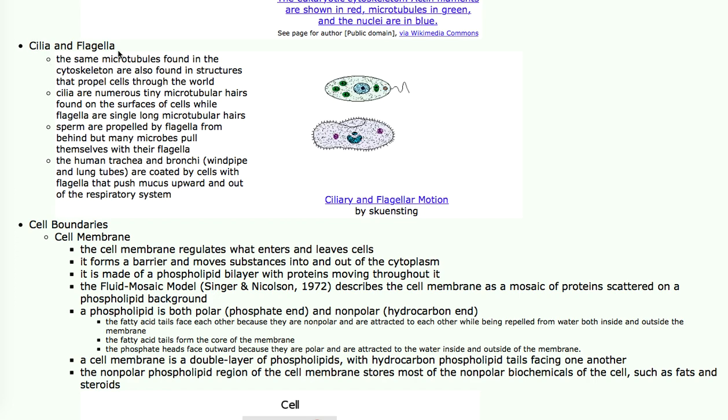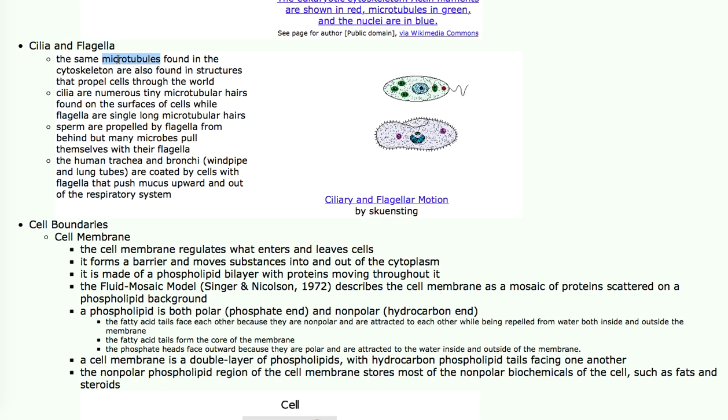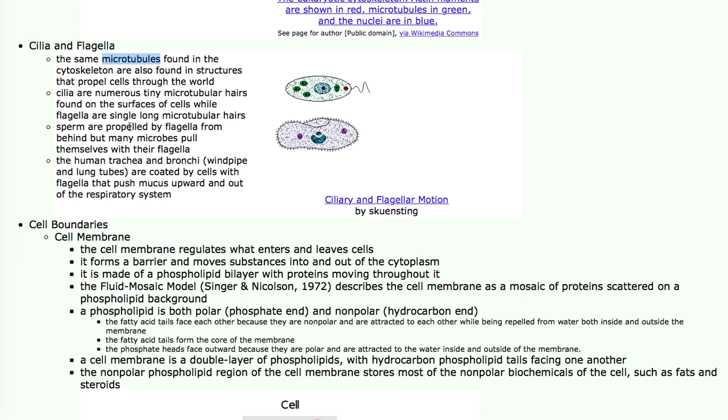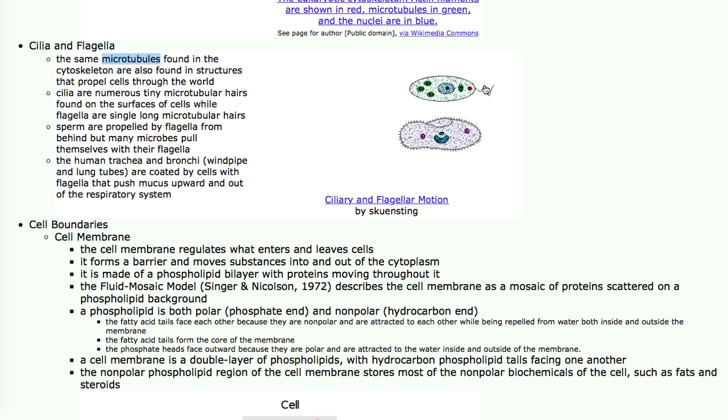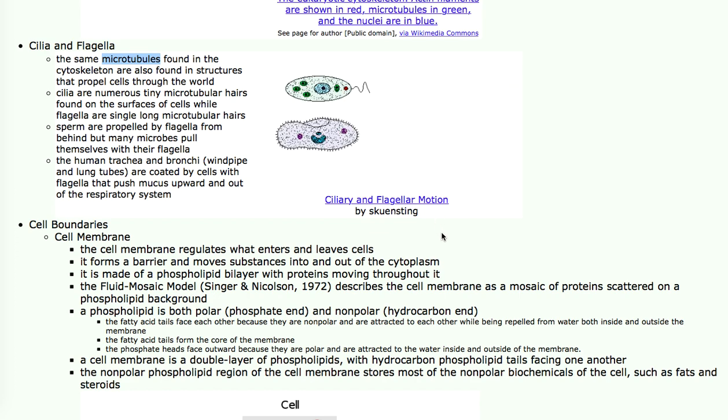Cilia and flagella are made up of microtubules, not filaments, so tubes, and they protrude through a cell membrane, and they are used for wiggling. Sperm are pushed by flagella, but many microbes pull with their flagella. This is a euglena pulling itself along with a flagella.